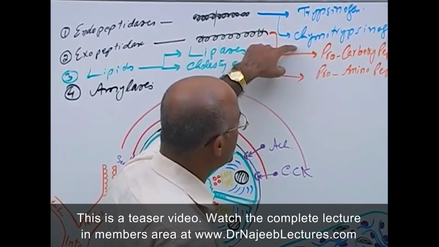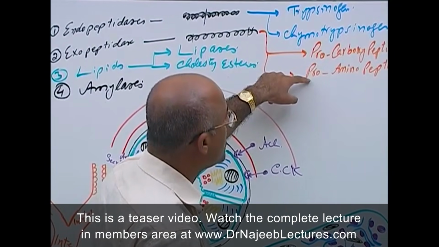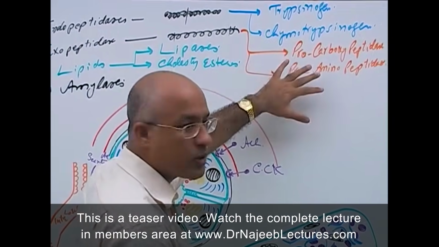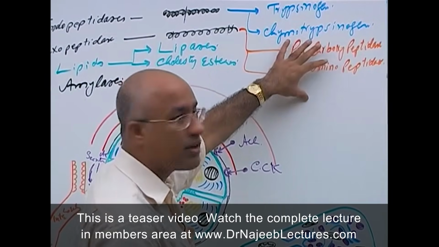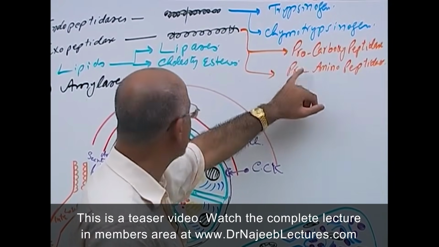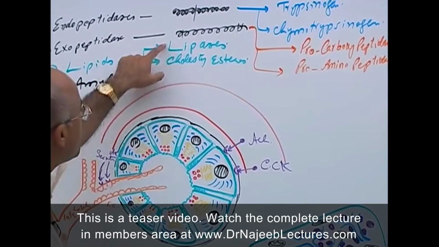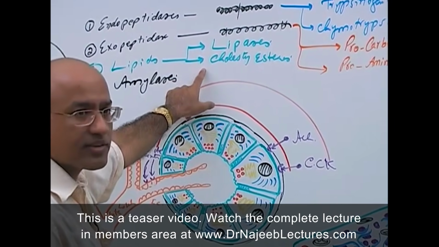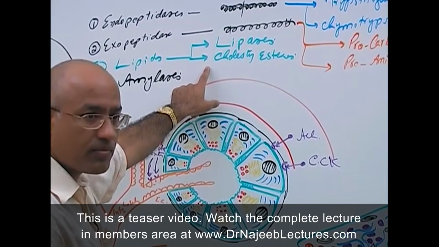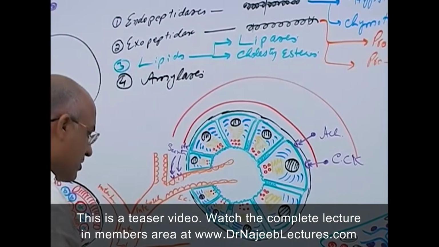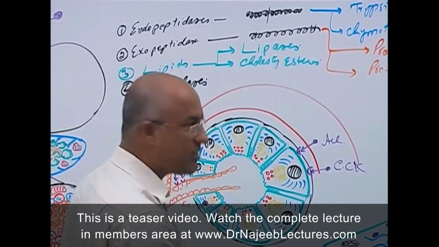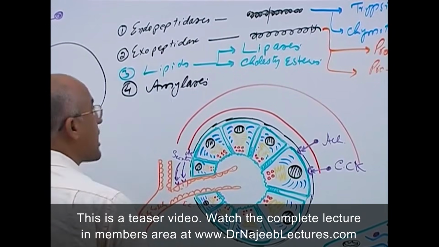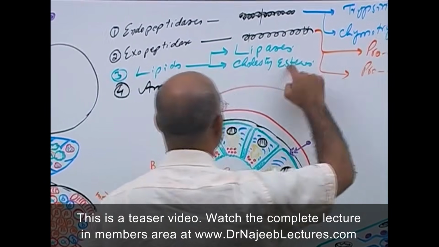Trypsinogen, chymotrypsinogen, pro-carboxypeptidases and pro-aminopeptidases, all of them are pro-enzymes, and they are concerned with digestion of proteins, right? These four enzymes, fifth and sixth, lipases and cholesterol esterases, they are mainly concerned with digestion of lipids, right? So of course lipases include phospholipases also, and then amylases for the carbohydrate. How many enzymes? 4, 5, 6, 7.